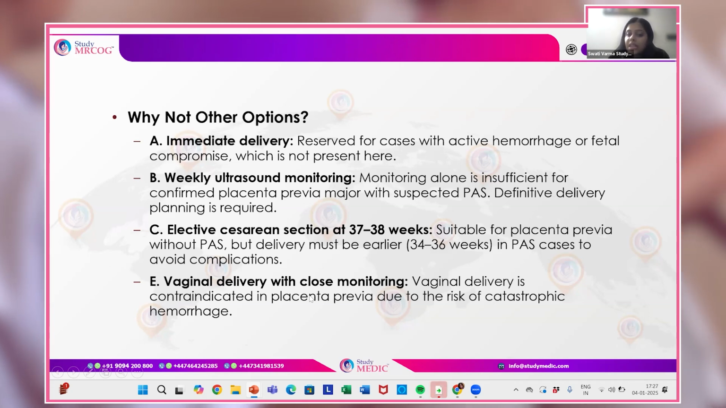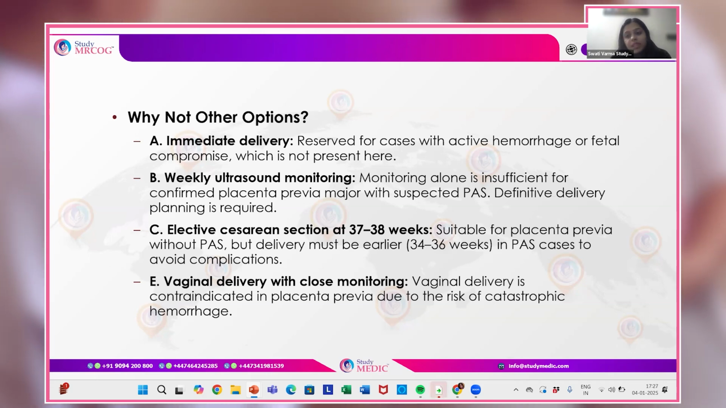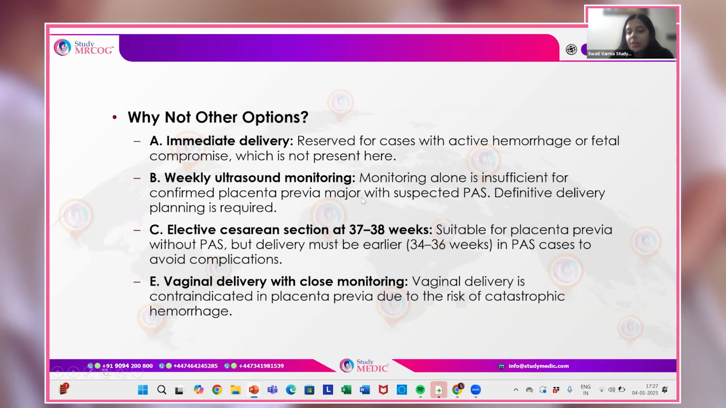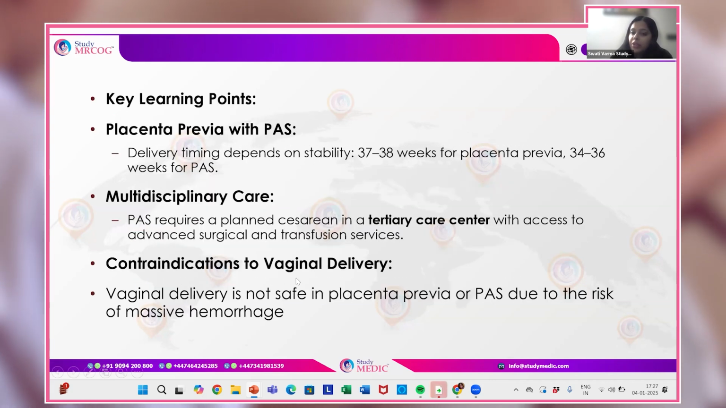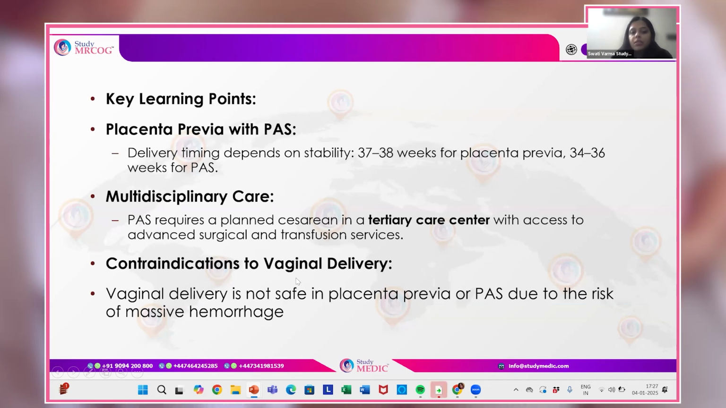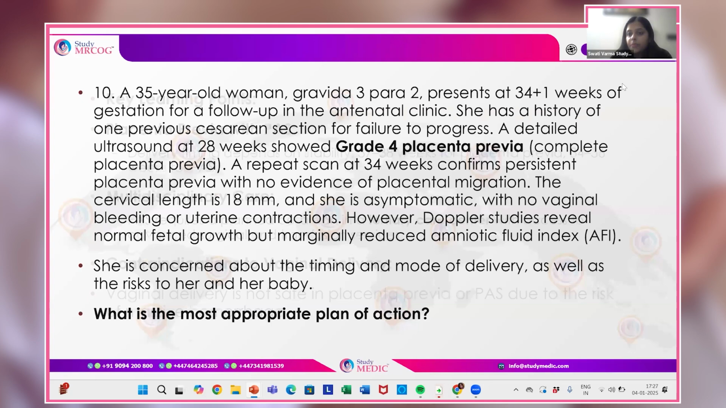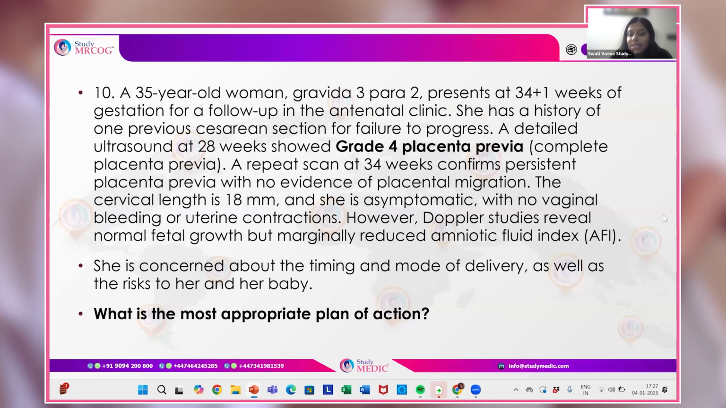And vaginal delivery as such is contraindicated in placenta previa due to the risk of catastrophic hemorrhage, of course. In placenta accreta, never ever, or even in placenta previa, we can't allow for vaginal delivery. So the key learning points are the timing of delivery, tertiary care center, multidisciplinary input, steroid coverage, of course. Now coming to the last SPA.